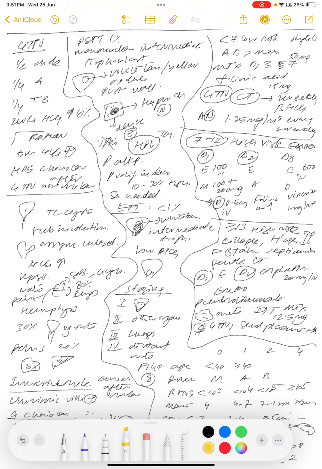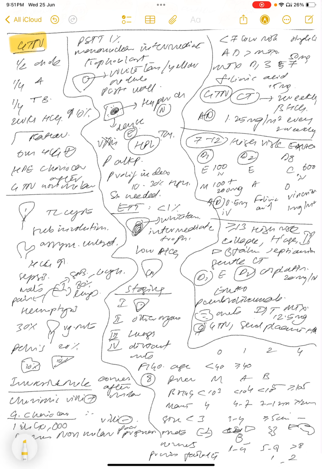Hey guys, let's do a quick revision on gestational trophoblastic neoplasia. We all know that after a mole, it can convert into cancer. Half of the moles are converted into cancer, one-fourth of abortions can convert into cancer, and one-fourth of term pregnancies can convert into cancer.